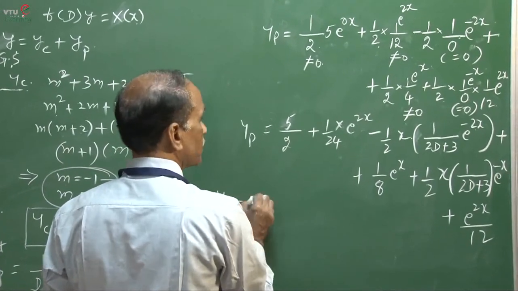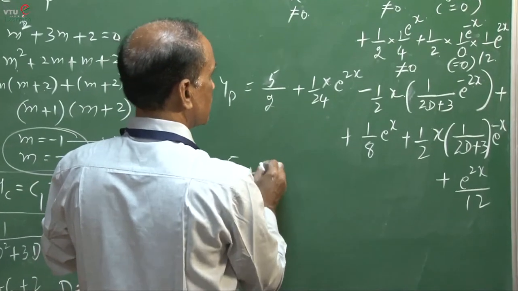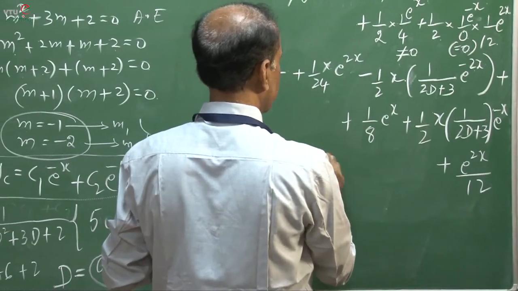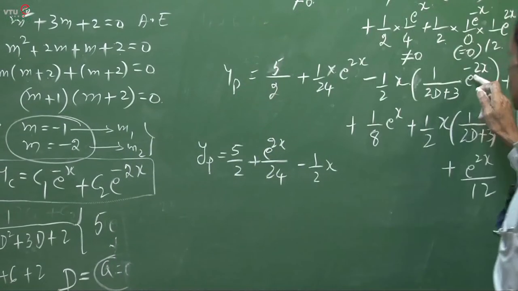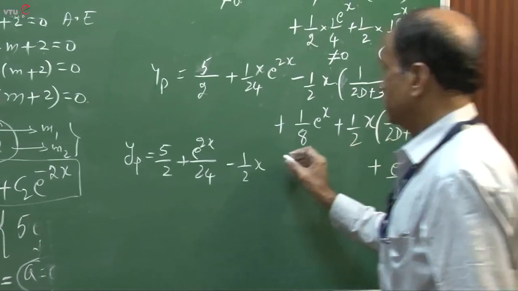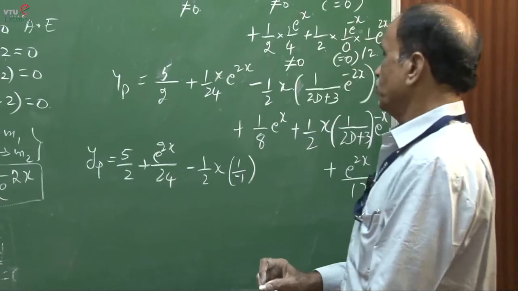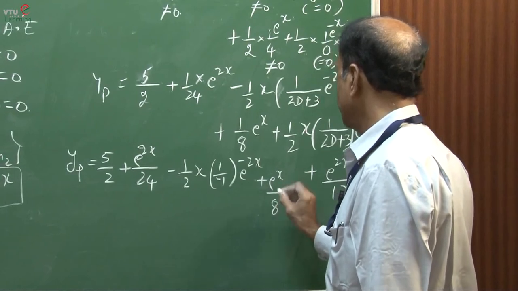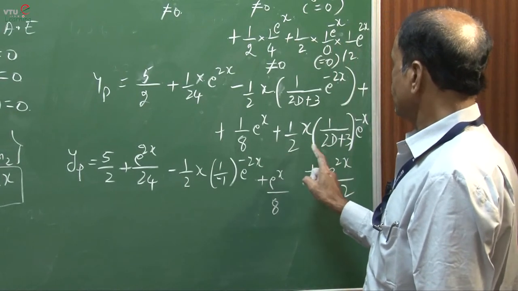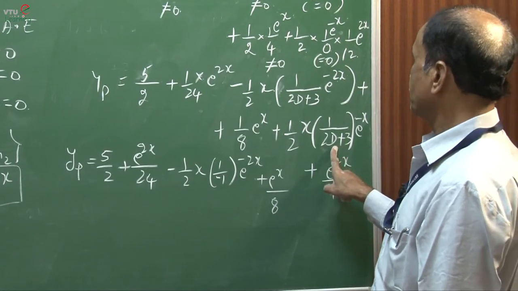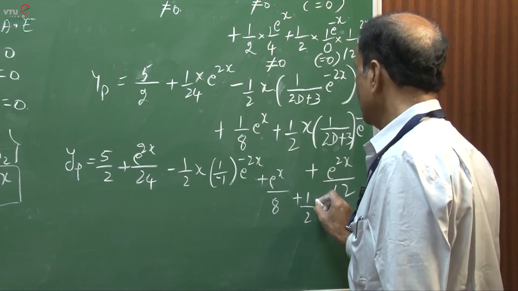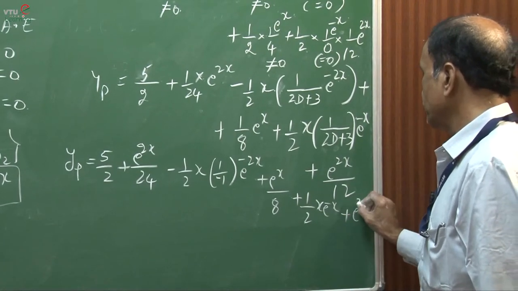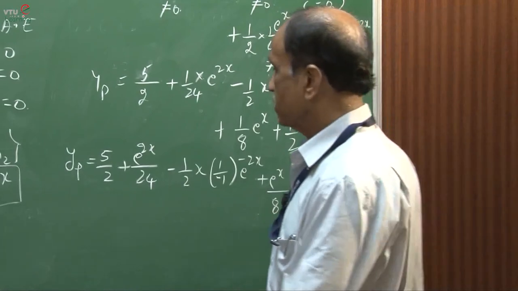Therefore, yp is equal to 5 by 2 plus e to the power 2x by 24, right? And this becomes minus 1 by 2x, and d is equal to minus 2. That means minus 2 means minus 4 plus 3. That becomes minus 1, but e to the power minus 2x plus e to the power of x by 8, and plus, this is x equal to minus 1. That becomes minus 1 means plus 1. Therefore, 1 by 2 x into e to the power minus x, right? Then it is last term plus e to the power 2x divided by 12. Therefore, this is the particular solution.